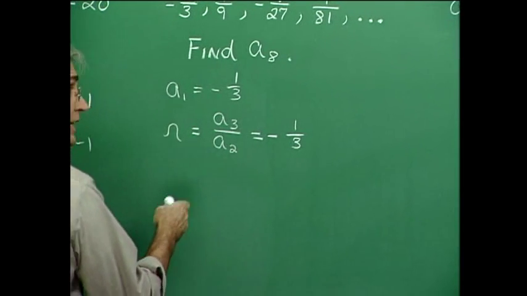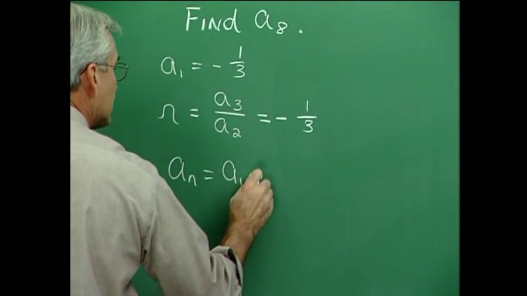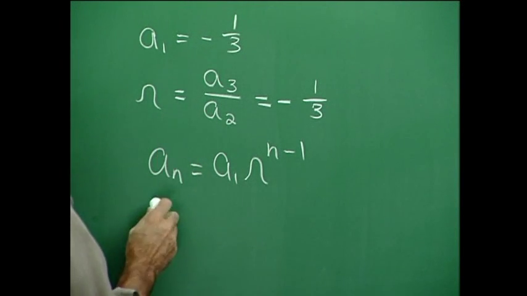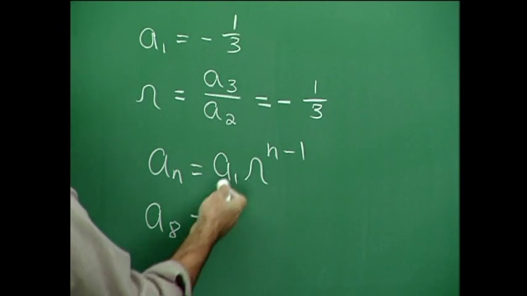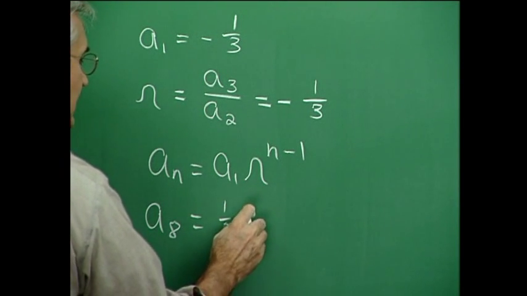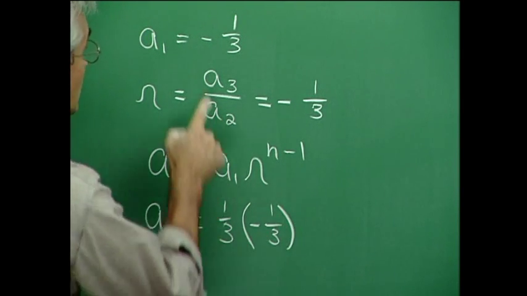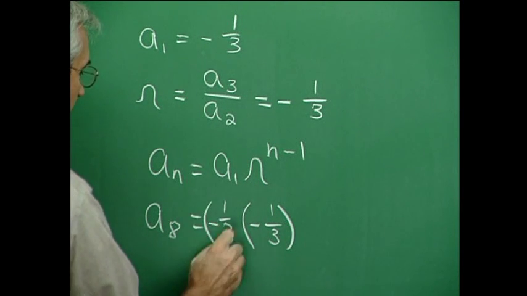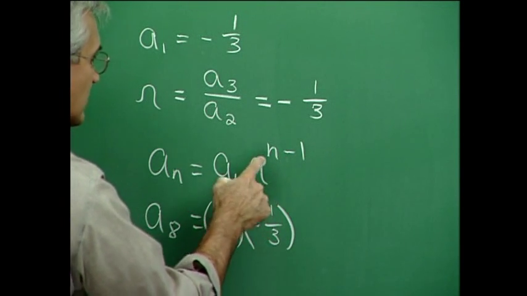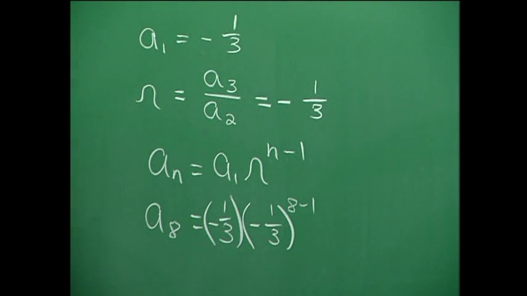So we can write the expression for the nth term. The nth term is the first term times r to the n minus 1. And away we go to find the eighth term, a sub 8. We have all of the information we need. The first term is negative 1/3, excuse me, my bad. The common ratio is negative 1/3, and we want the n minus 1. Well, that's 8 minus 1. We want the eighth term, so it would be 8 minus 1, which is 7.